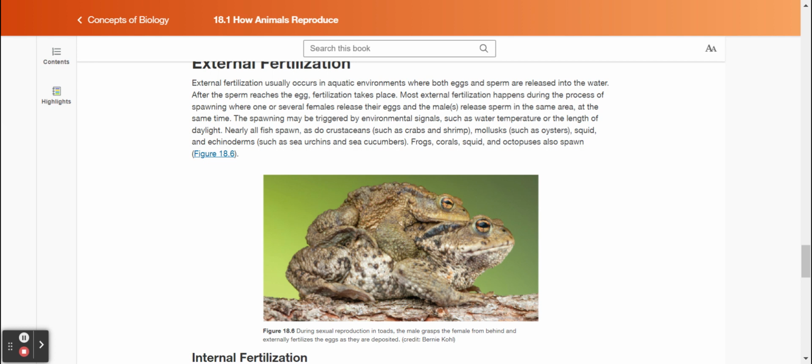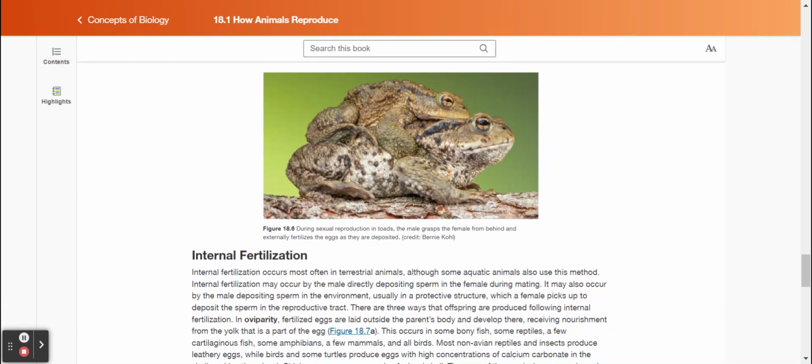The spawning may be triggered by environmental signals, such as water temperature or the length of daylight. Nearly all fish spawn, as do crustaceans, such as crabs and shrimp, mollusks, such as oysters, squid, and echinoderms, such as sea urchins and sea cucumbers. Frogs, corals, squid, and octopuses also spawn.